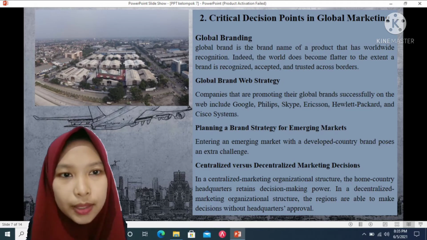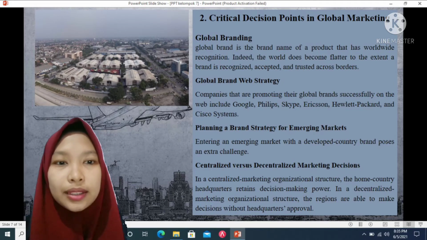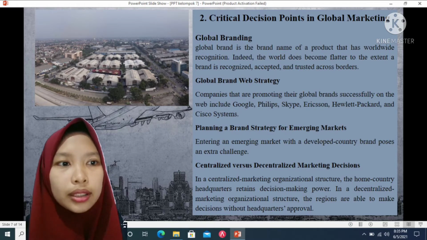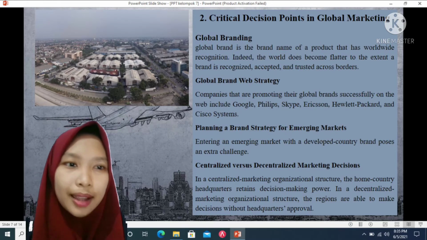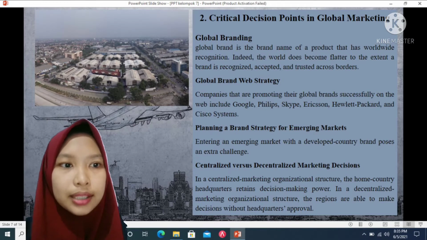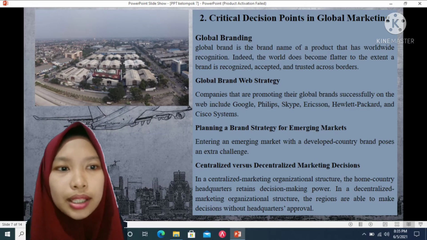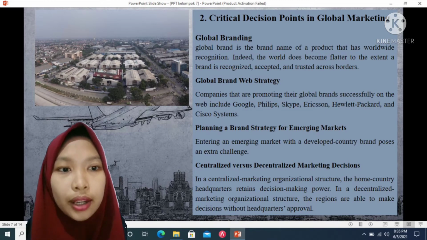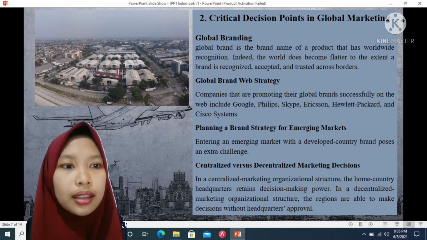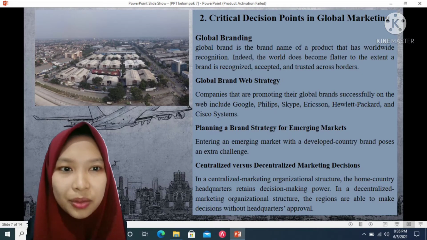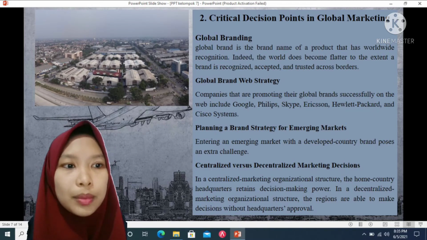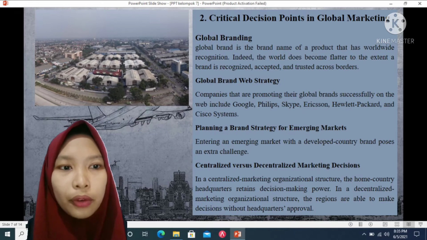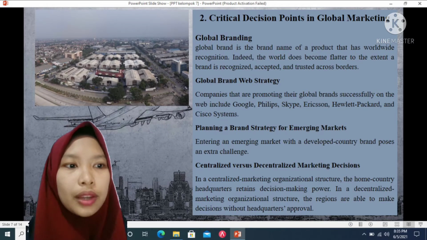Global brand web strategy. Companies that are promoting their global brands successfully on the web include Google, Philips, Skype, Ericsson, Hewlett Packard, and Cisco Systems. These companies are mindful of the cultural and language differences across countries. They have created websites in local language and are using images and content specific to each country. At the same time, however, each country's website has the same look and feel of the main corporate website to preserve an overall brand.